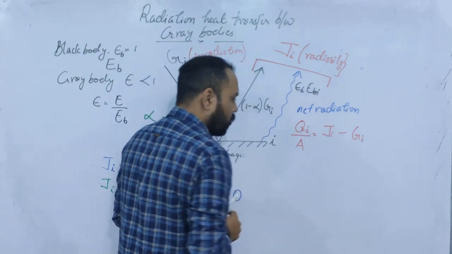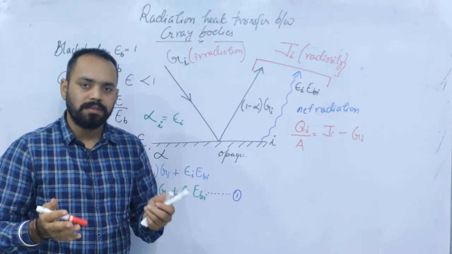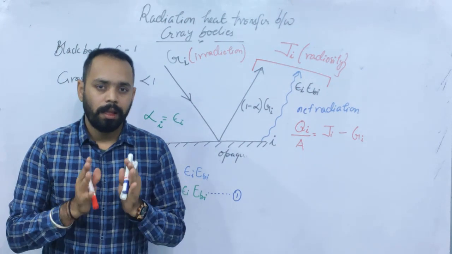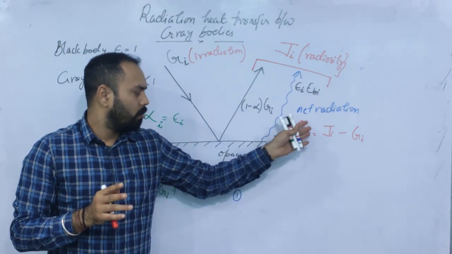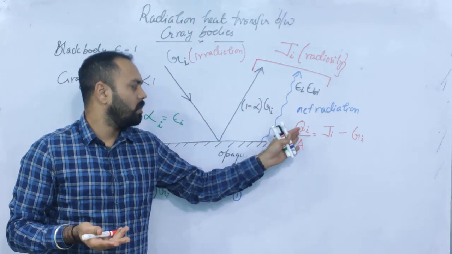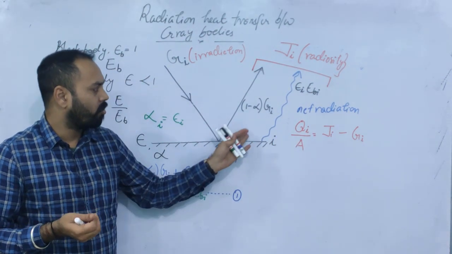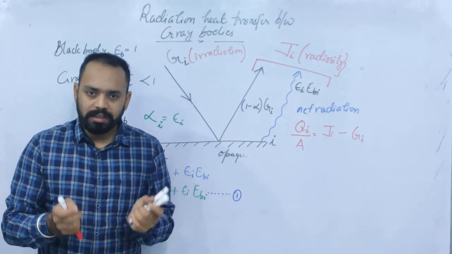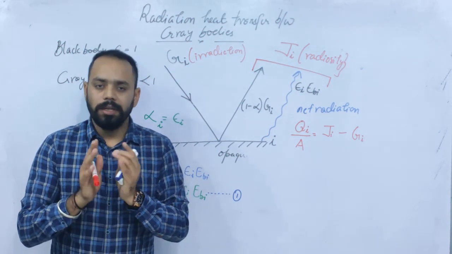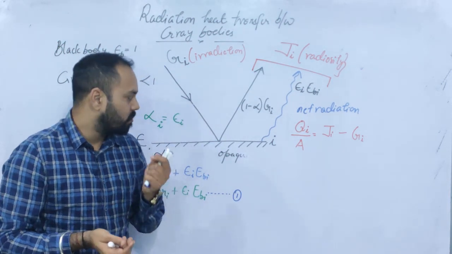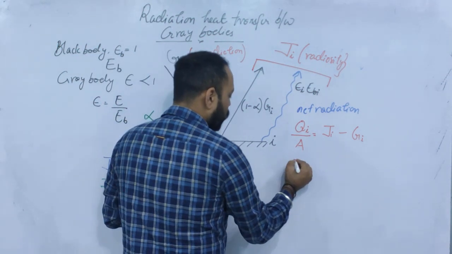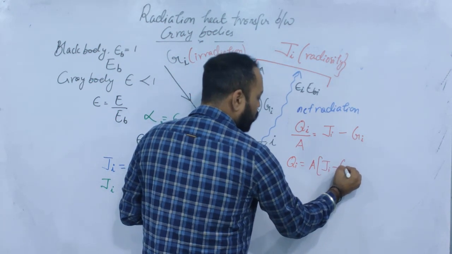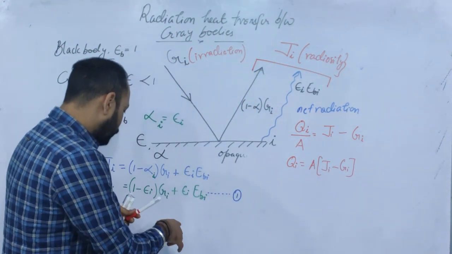Right. Now if you have gone through the previous topics of conduction and convection, we always have a habit of writing the heat transfer rate, or the particular rate of heat per unit area leaving from a particular surface, as the potential difference by resistance. So we always have this habit of writing heat transfer as the potential difference by some resistance. Now this is equal to Qi is equal to A multiplied by (Ji minus Gi). Now this is the second equation. This equation is the first equation.